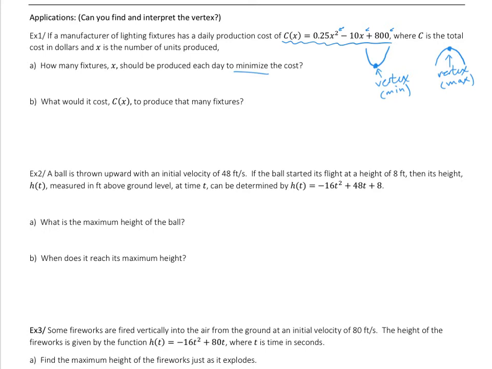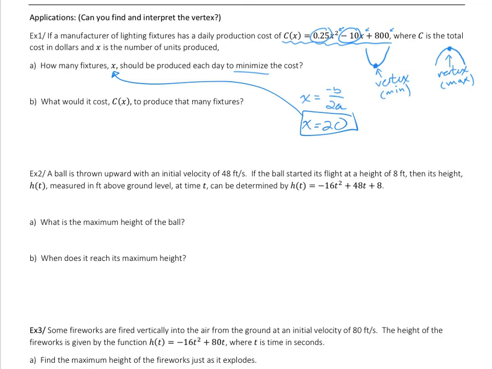So then all we have to do to find the x-coordinate of the vertex is find negative b over 2a. So if you come up here and find b, and you come up here and find a, and you just substitute those numbers in for b and a here, you'll get that x will equal 20. So as far as the vertex is concerned, x is 20. Well, x is also the number of fixtures that should be produced to minimize the cost. So 20 fixtures.